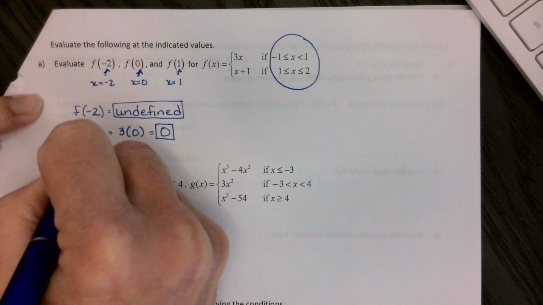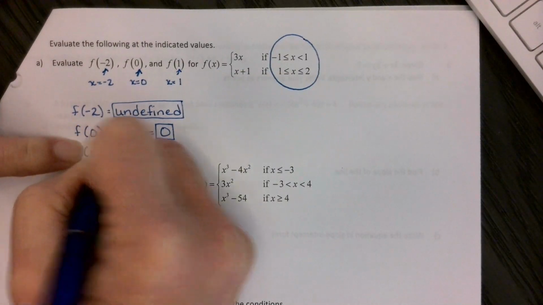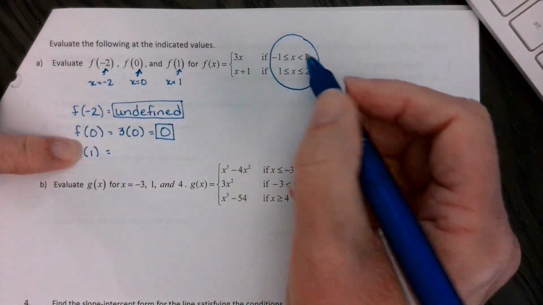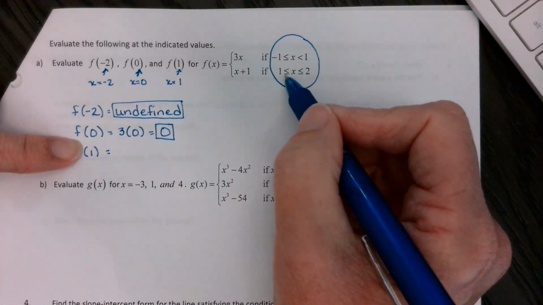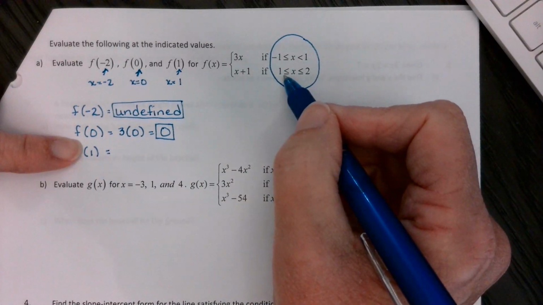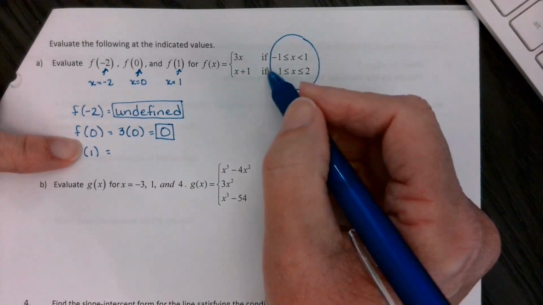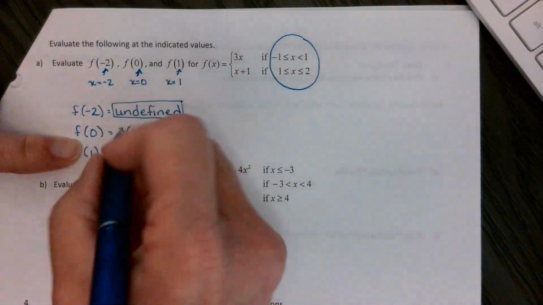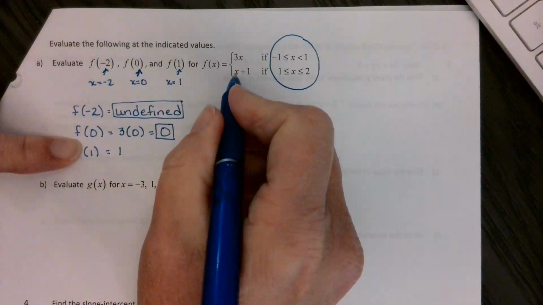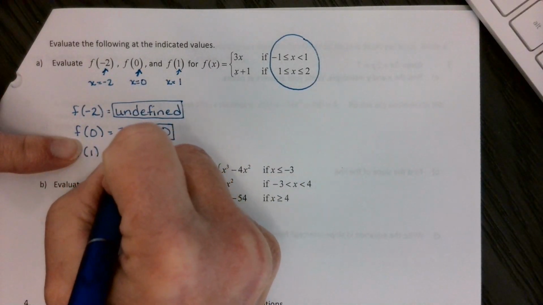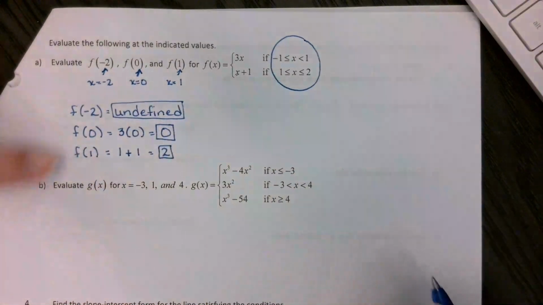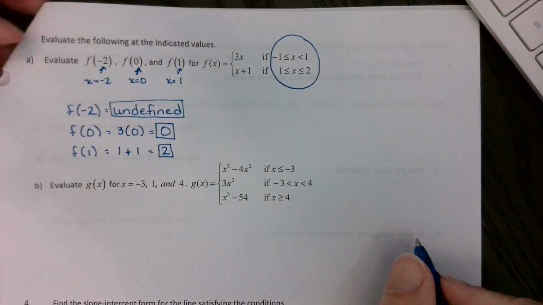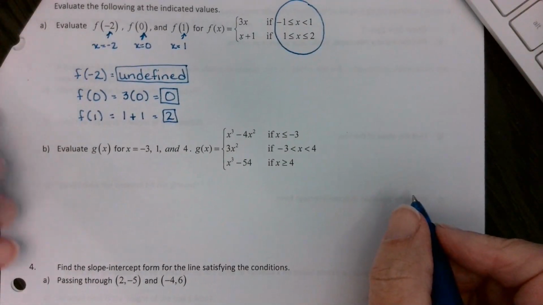And f of 1, this is saying that our x is equal to 1. Well, this has to be less than 1. This one is x is greater than or equal to 1. So we're going to use this function right here, plugging in 1 for our x, so it's 1 plus 1 gives us 2. Same thing down here. They just changed it from an f to a g.